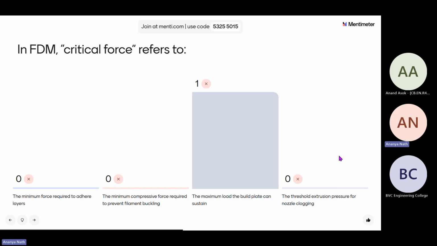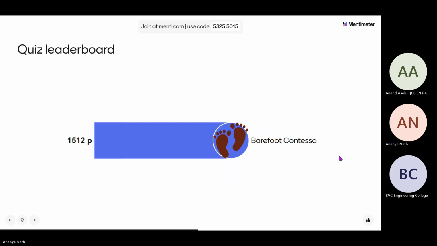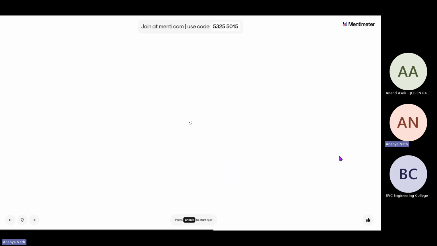Oh, I forgot to put the correct answer. The maximum load the build plate can sustain? No, it's not the answer. The minimum compressive force required to prevent filament buckling. That is the correct answer. Then we have the seventh question.